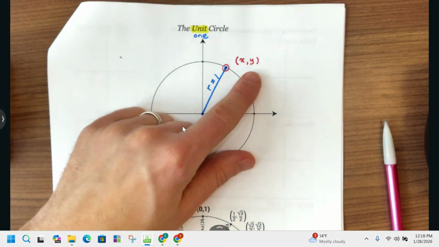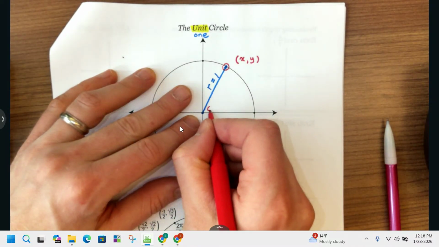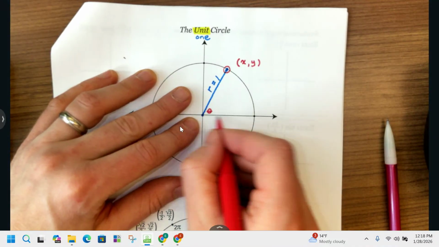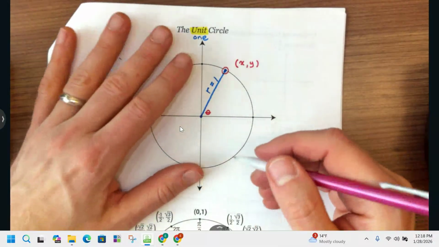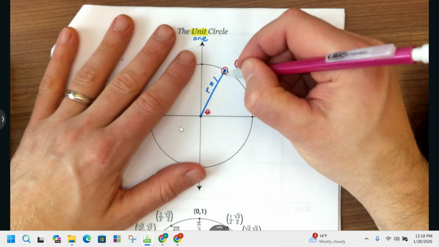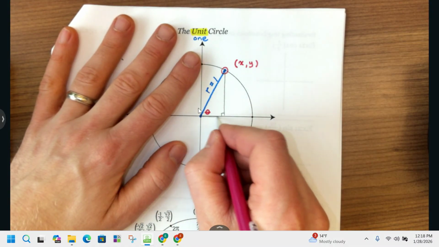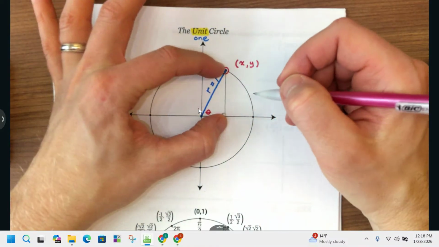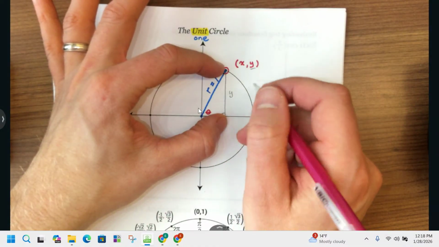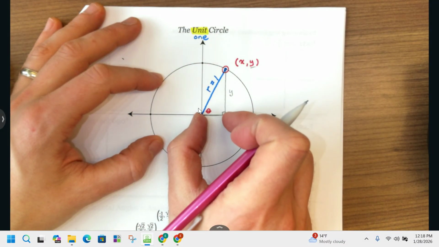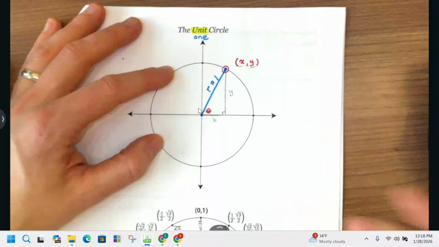How is x comma y related to the angle that we get right here in standard position? And the answer is that it's connected by trigonometry. Check it out. If you drop a perpendicular to the x, then this distance right here is your y value. And this distance right here is your x value.